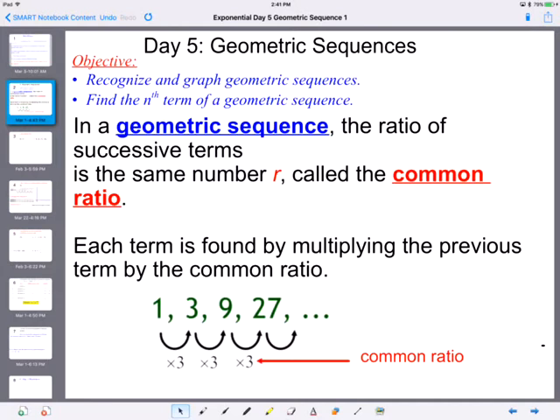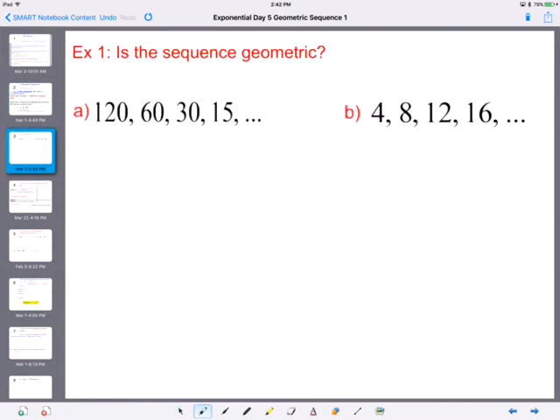In a geometric sequence, the ratio of successive terms is the same number, r, called the common ratio. Each term is found by multiplying the previous term by that common ratio to get to the next term. So you can see in this example, to go from 1 to 3, we multiplied by 3. From 3 to 9, we multiplied by 3. From 9 to 27, we multiplied by 3. So the common ratio is 3.